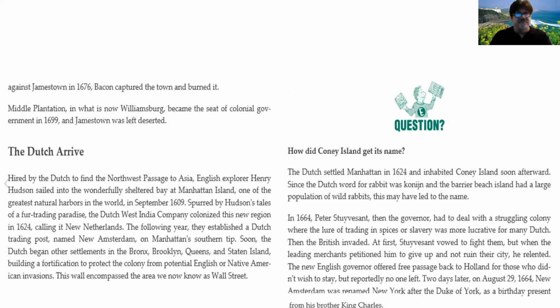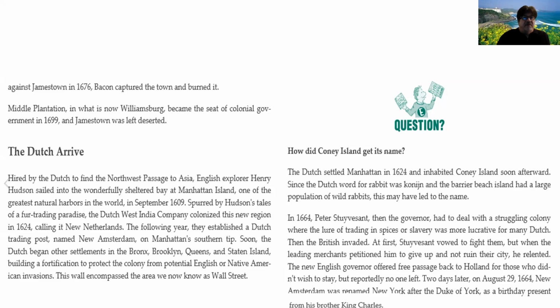In Jamestown in 1676, Bacon captured the town and burned it. Again, this is more in-depth information that you don't need to really concern yourself about. Middle Plantation, what is now Williamsburg, became the seat of colonial government in 1699, and Jamestown was left deserted.